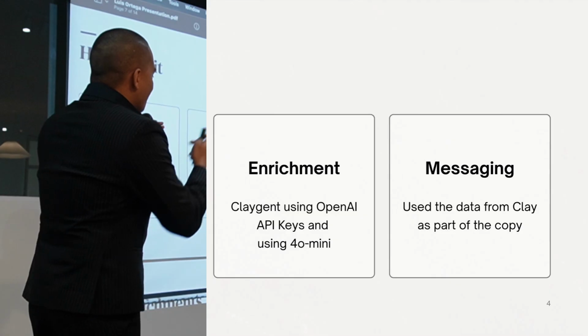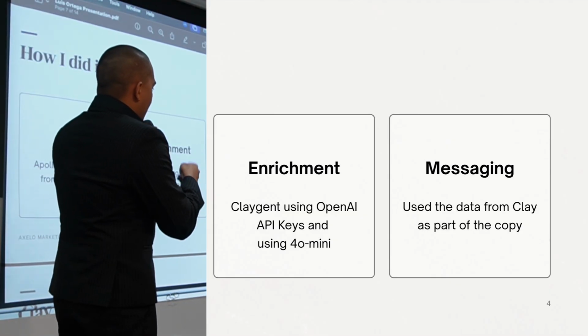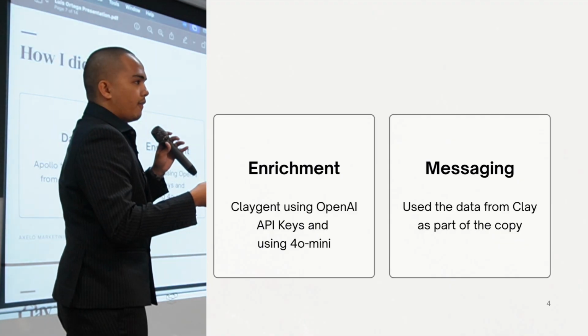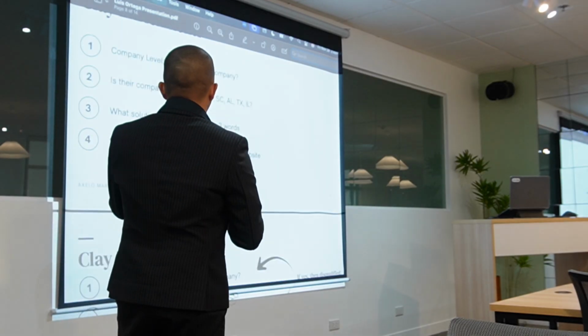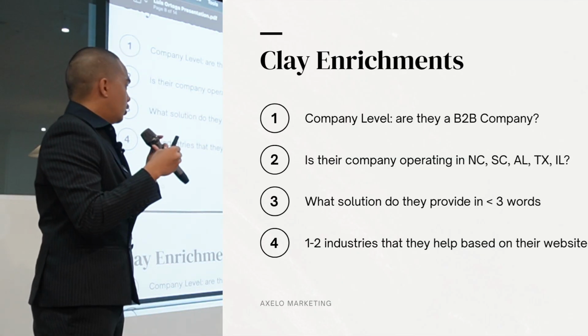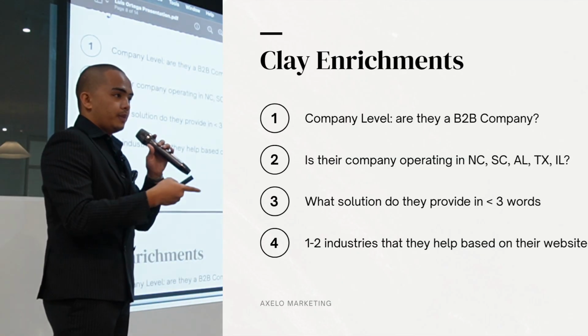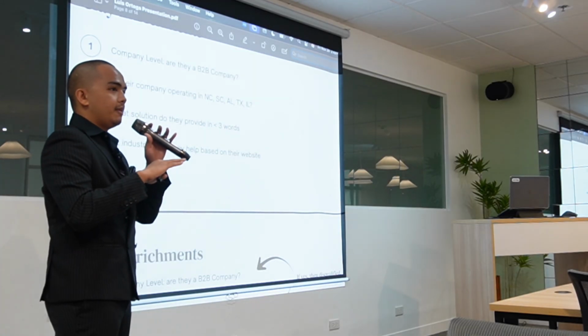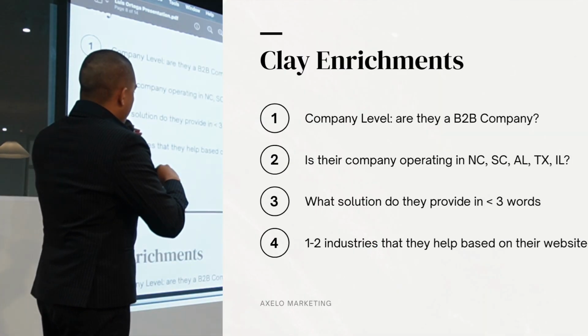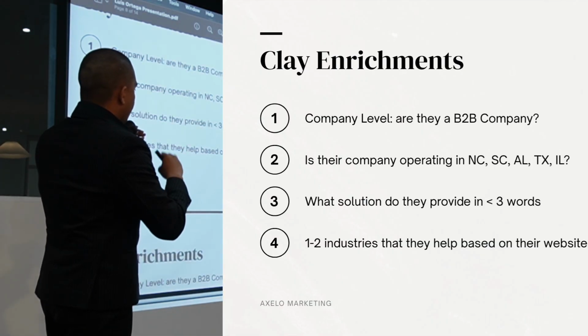So let's go with messaging. I use the data from Clay as part of the copy, which is what you're going to be really liking, because if I didn't have a good copy, the lead wouldn't respond. So for all of the things that I've enriched in Clay, first, once I've got the data from Apollo, I will be asking, are they a B2B company? Just to filter out, because I don't want any B2C companies. Usually it doesn't work for cold email. Second, is their company operating in North Carolina, South Carolina, Alabama, Texas, Illinois?